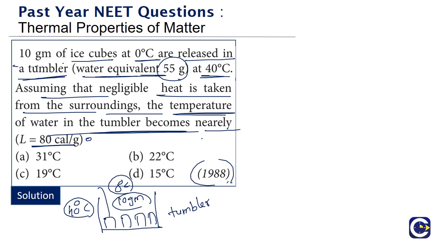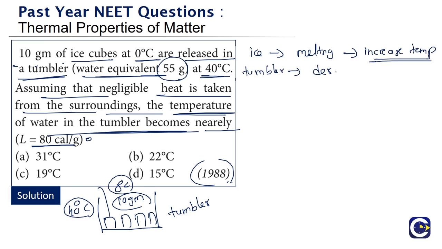So first the ice at 0 has to melt. For ice, the heat change will result in first melting. First it has to fully melt, then it can increase the temperature. What about the case of the tumbler? Tumbler temperature is going to decrease. Why? Since it is at high temperature, it will lose heat, so its temperature will decrease. Let us say both of them come to a common temperature T finally. That is the equilibrium temperature. That is in fact what they are asking.